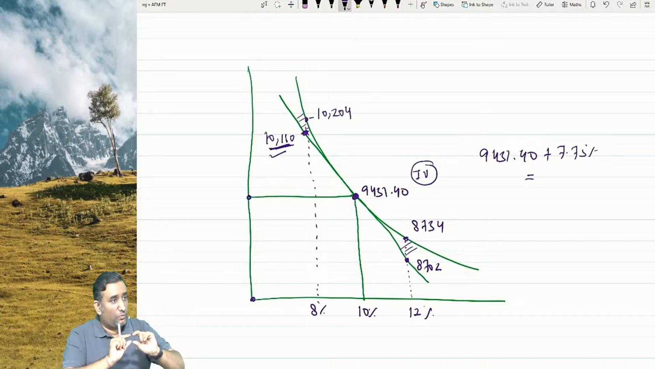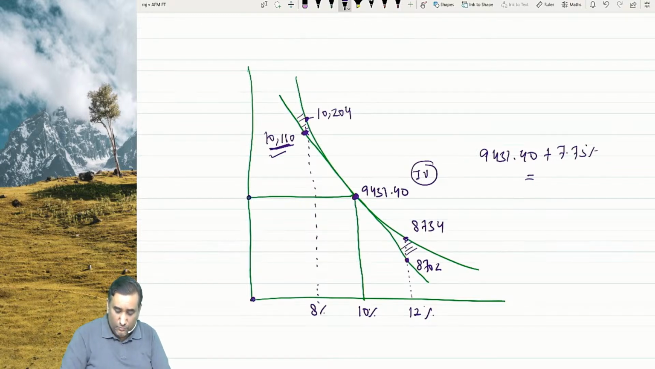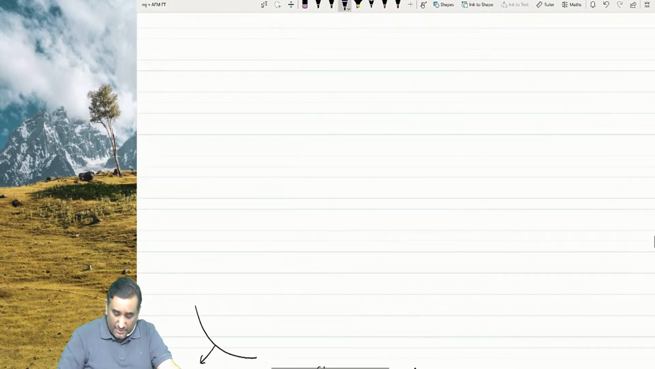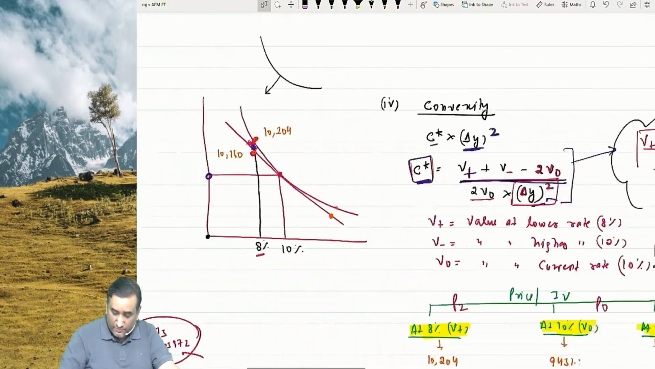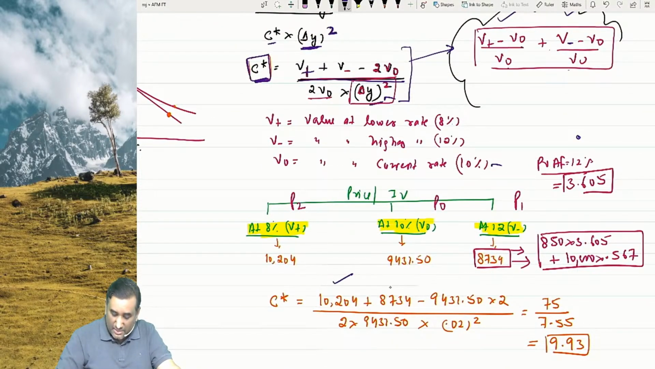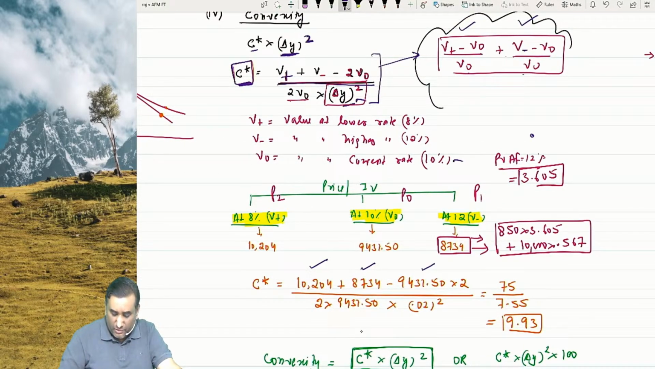Now what has to be done? We need to find that additional part so that the answer can reach where? The curve. That is called convexity. To reach that, we are seeing if upside and downside move by an equal amount, I reach 10,160 and I reach what? This 8702. And on the curve I get 10,204 and 8734. So that means the value which comes, the intrinsic value which I get, P2 or higher value is nothing but 10,204 plus 8734 minus 9431.5 into 2, divided by 2 into this into 0.02.